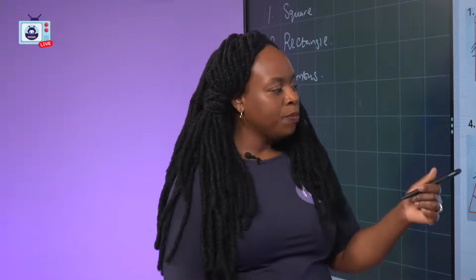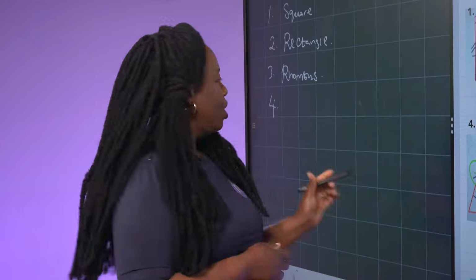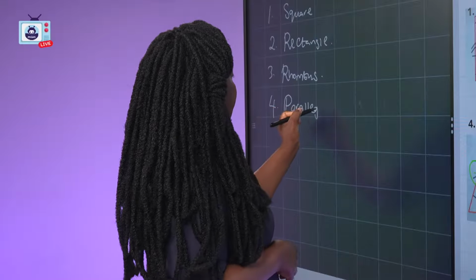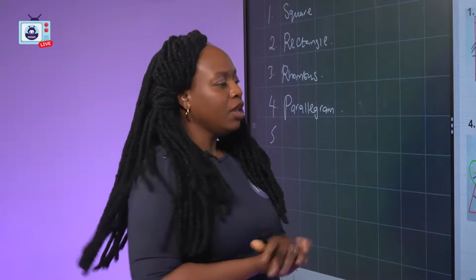And number 4, you can see that it's more like a rhombus, but it has one particular additional property, which is opposite sides are equal and also parallel. Opposite sides are equal and also parallel. That is going to be a parallelogram, right? So that is a parallelogram. That is a parallelogram, right?